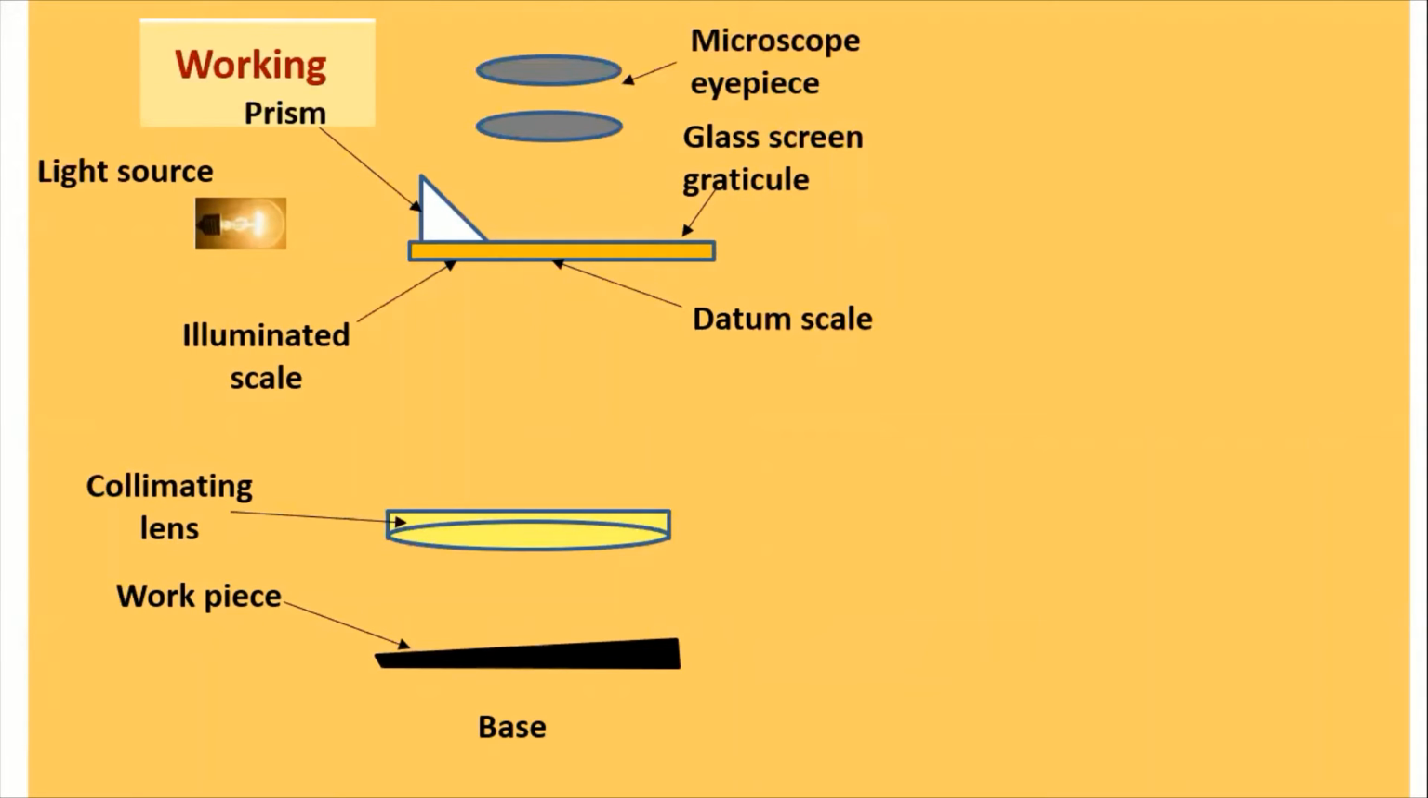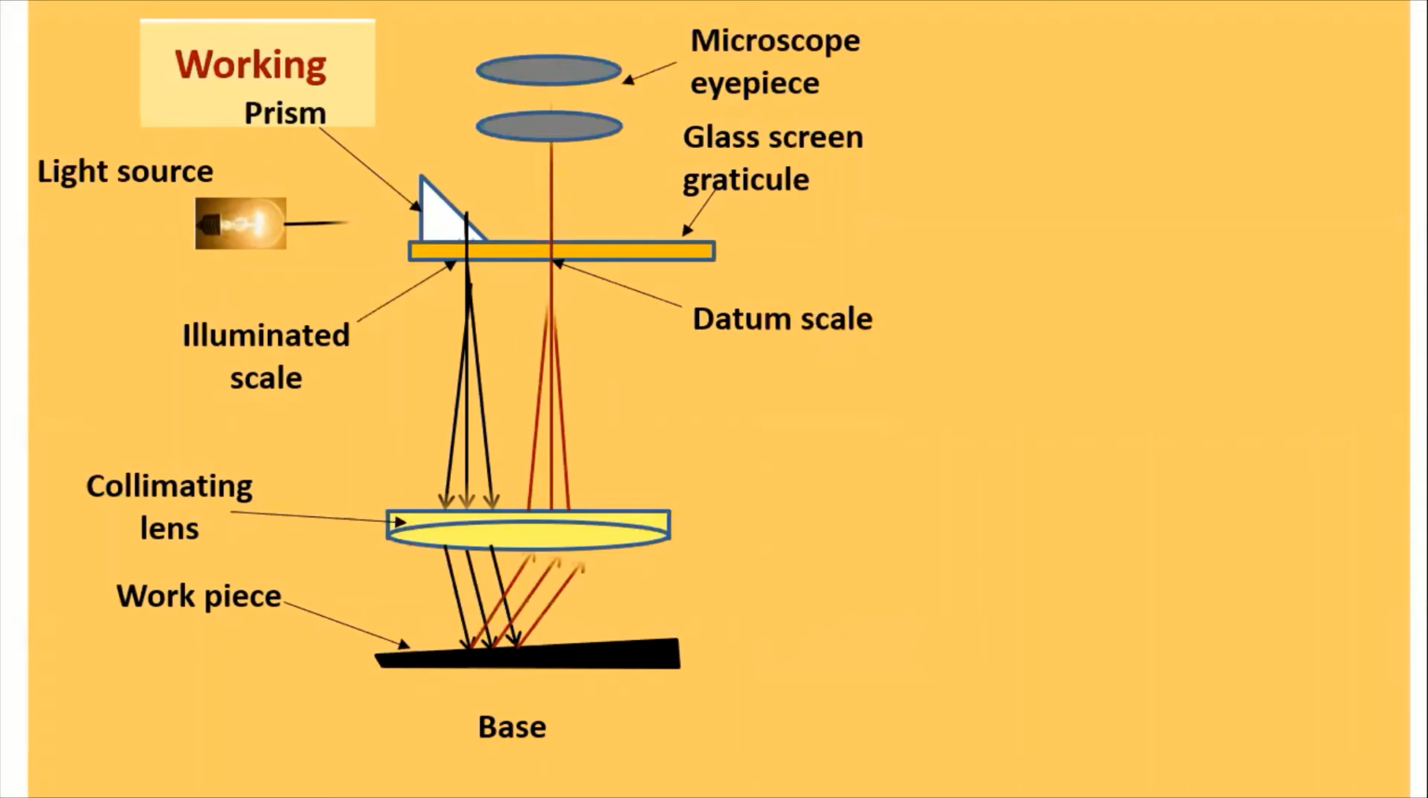Okay. Now the working of angle Dekkor. Light is directed from the light source, and this light passes through the prism. After passing through the prism, it passes through the glass screen graticle. On the glass screen graticle there is a scale. The light beam carries this image of the illuminated scale and passes through the collimating lens and falls onto the reflecting surface of the workpiece. After getting reflected from the workpiece, it is refocused by the lens in the field of view of the eyepiece.